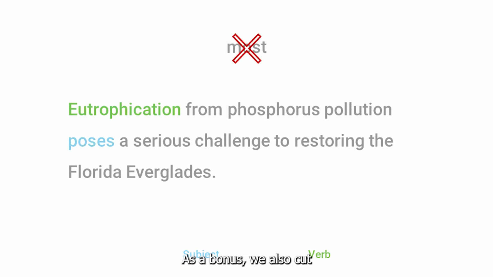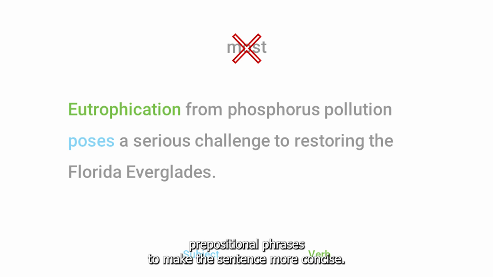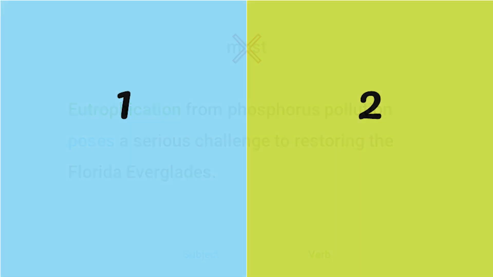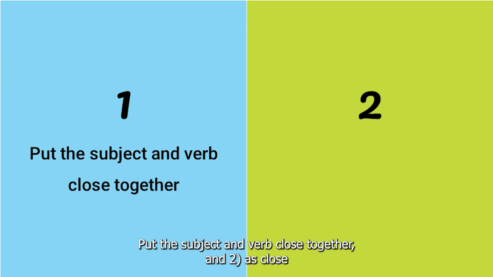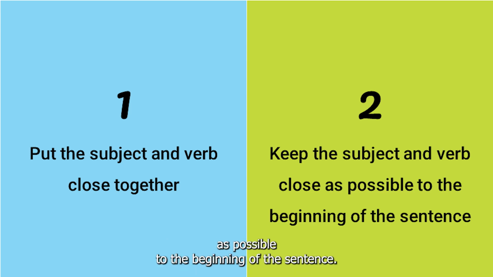As a bonus, we also cut unnecessary words, such as most, and ditched prepositional phrases to make the sentence more concise. The 2 takeaways for this strategy are to 1. Put the subject and verb close together, and 2. as close as possible to the beginning of the sentence.